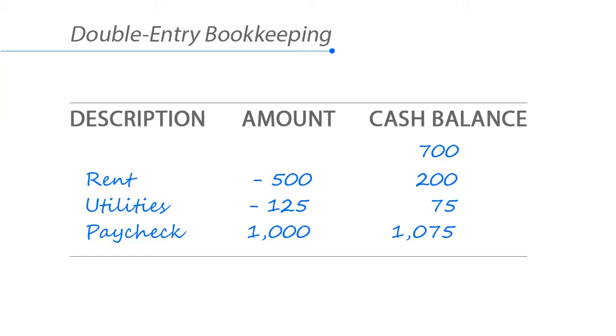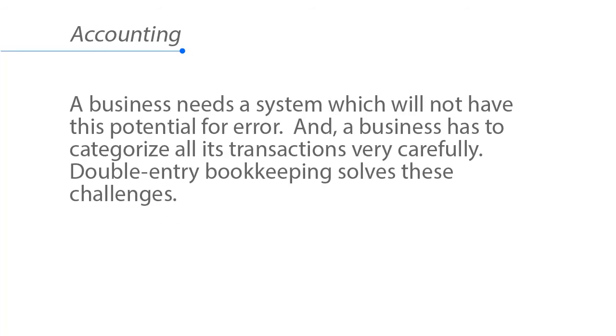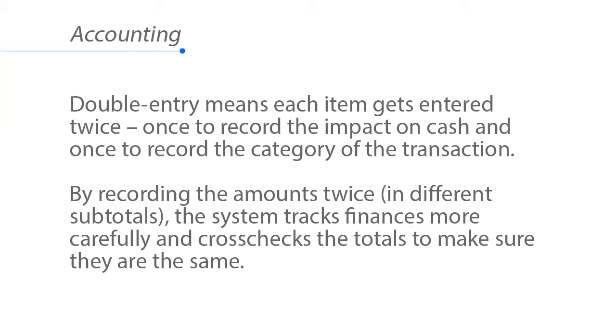This could result in the balance of money available to be incorrect. A business needs a system which will not have this potential for error, and a business has to categorize all of its transactions very carefully. Double entry bookkeeping solves these challenges. Double entry means that each item gets entered twice. Once to record the impact on cash, and once to record the category of the transaction.